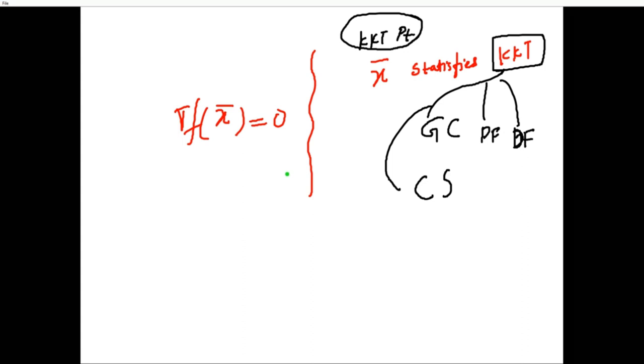Not clear. Okay, good. Can you clarify it by example? Clarify what exactly? KKT. Yeah, we'll see examples. If you want to see examples, there are many examples in our account. Okay.